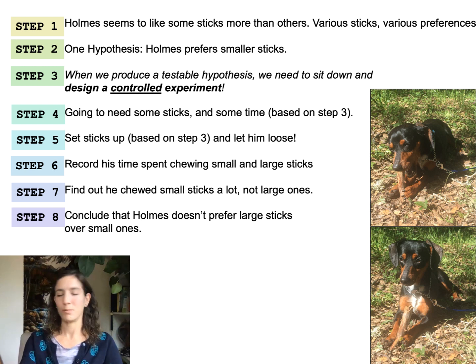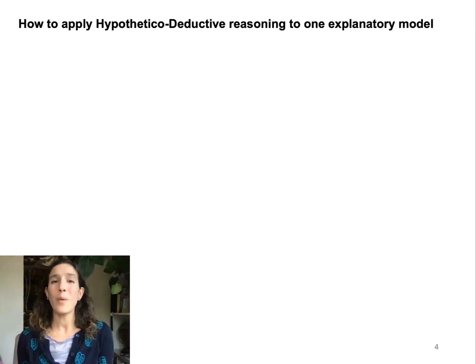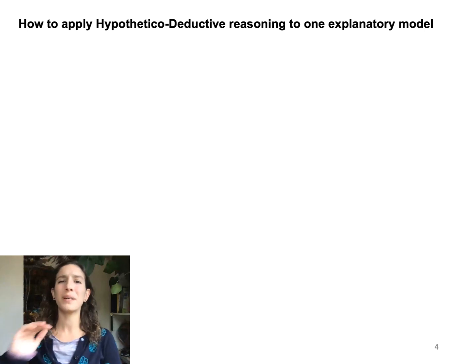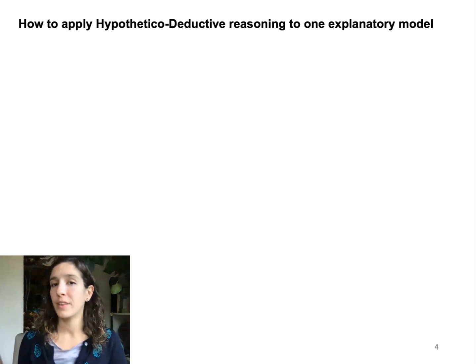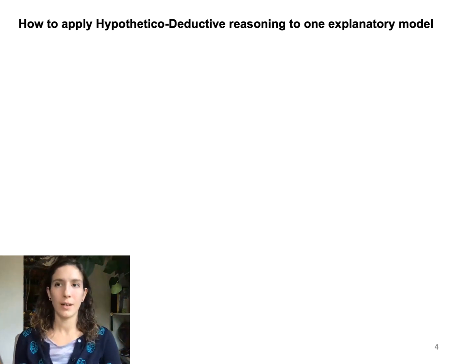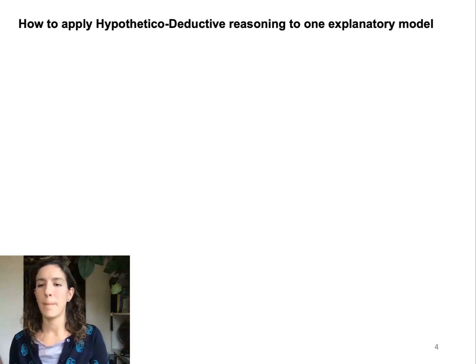Okay. Over small ones. So that was actually doing science. Even though I breezed through most of those steps, if I had run everything that I just explained soundly, then I could have been doing science. So what we're going to be talking about for the rest of this video is how to apply hypothetical deductive reasoning to one explanatory model.